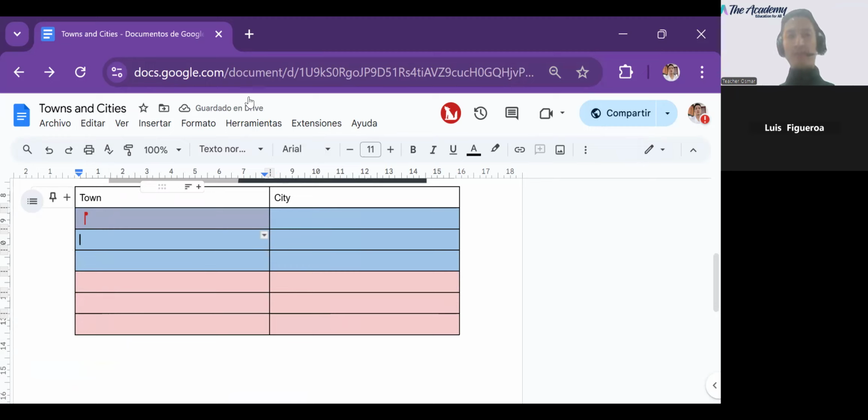Yes, so write down, please. You can do it. Ventajas y desventajas. Yes, advantages and disadvantages.